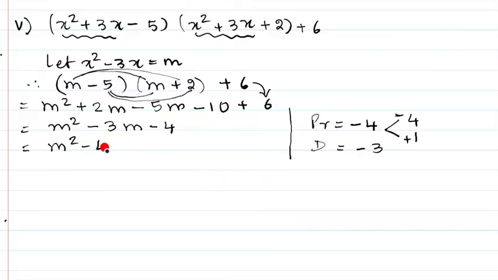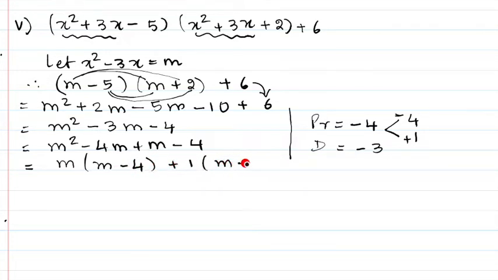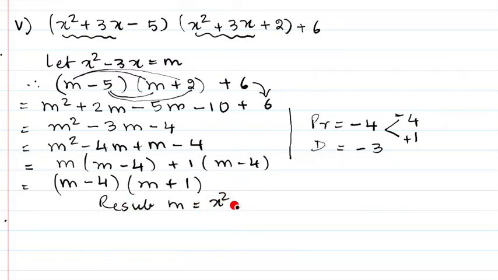So m squared minus 4m plus m minus 4, that is m into bracket m minus 4 plus 1 into bracket m minus 4. You should be able to do this. Yes, you can pause the video wherever and whenever and try and do this on your own, and then recheck your answers with mine. Okay, so we have factorized.